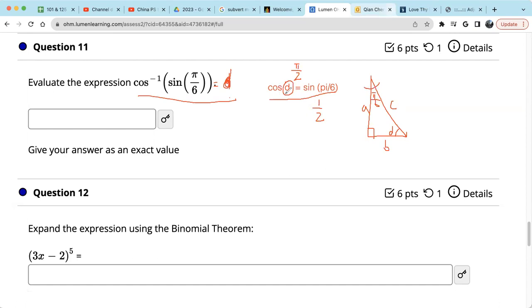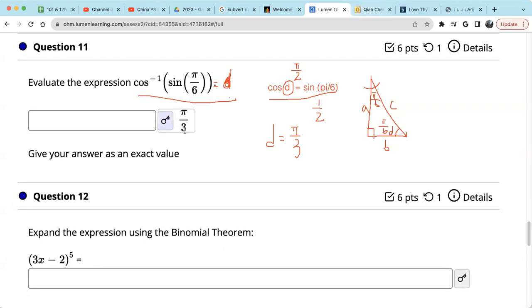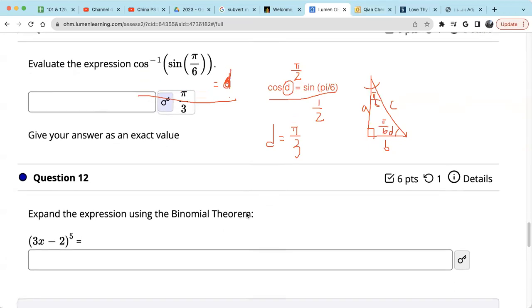So when does cosine D equal a half? When D equals 60 degrees, right? Or pi over 3, which means this angle D here is pi over 3. And indeed, pi over 6 plus pi over 3 is pi over 2. So complementary angles add up to be pi over 2. Let's see the answer. Right, pi over 3. So that's 11.